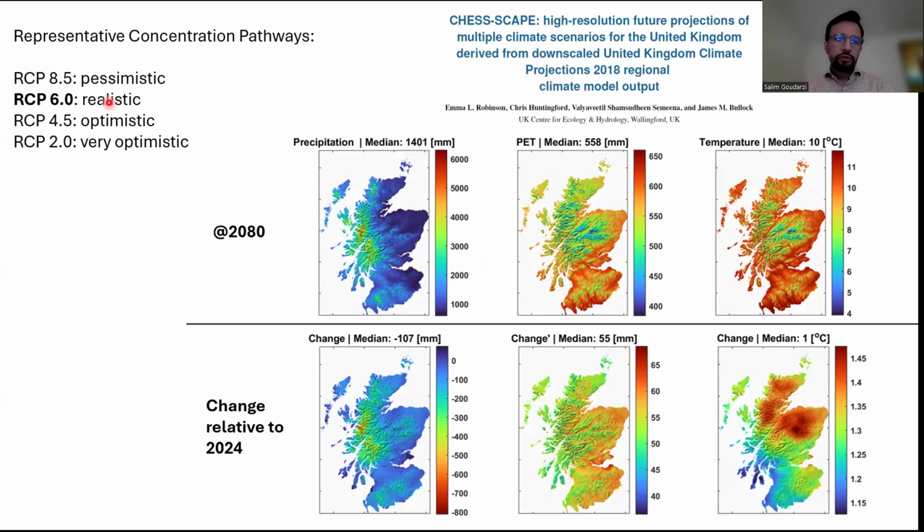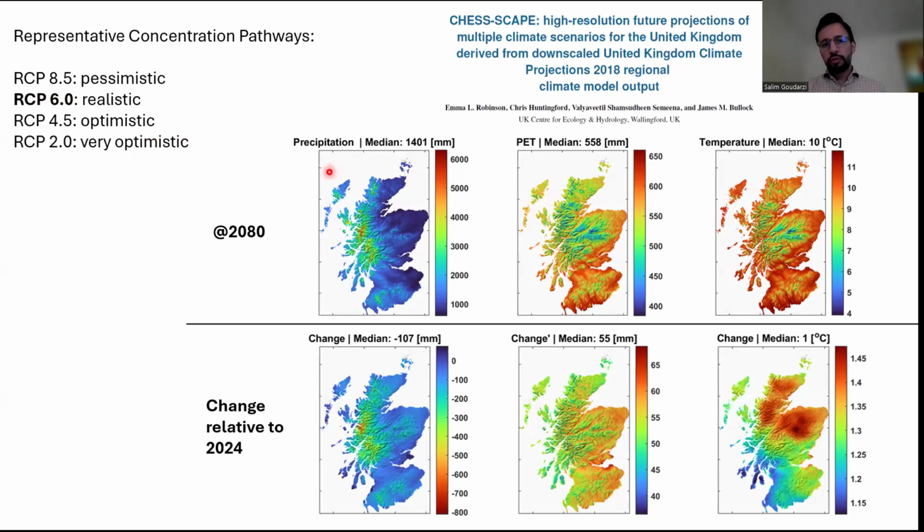It includes 4 representative concentration pathways. As you can see on the left, a pessimistic scenario, a realistic, an optimistic, and a very optimistic one. At the moment, we're only using RCP6. The number 6 simply represents the difference in watts per square meter of radiation coming into the Earth and leaving the Earth. So 6 means that less is leaving the Earth than is coming in, hence the global warming impact.